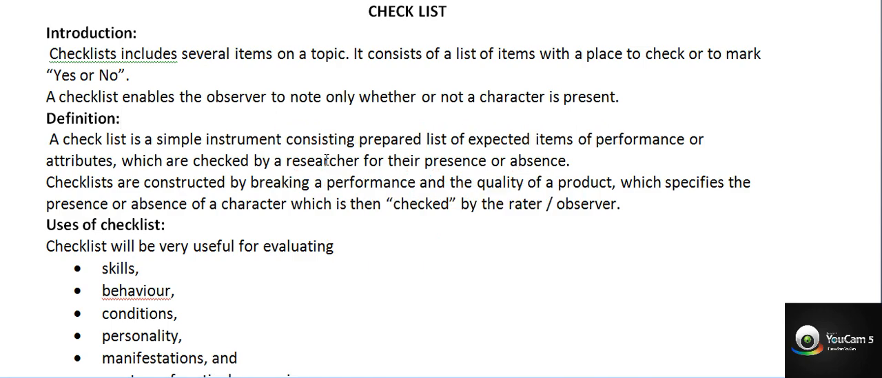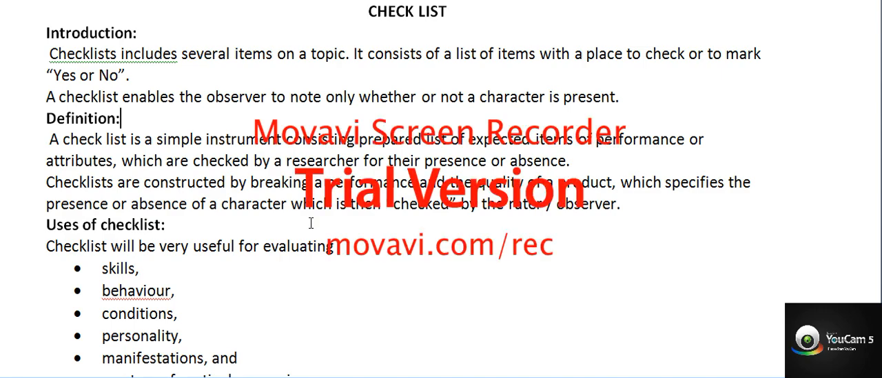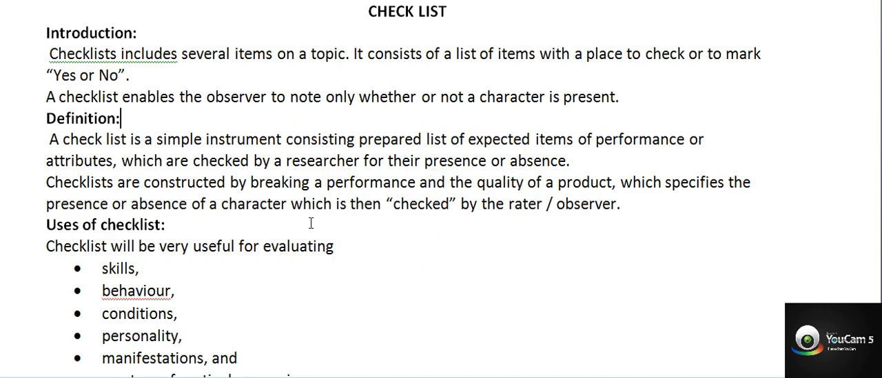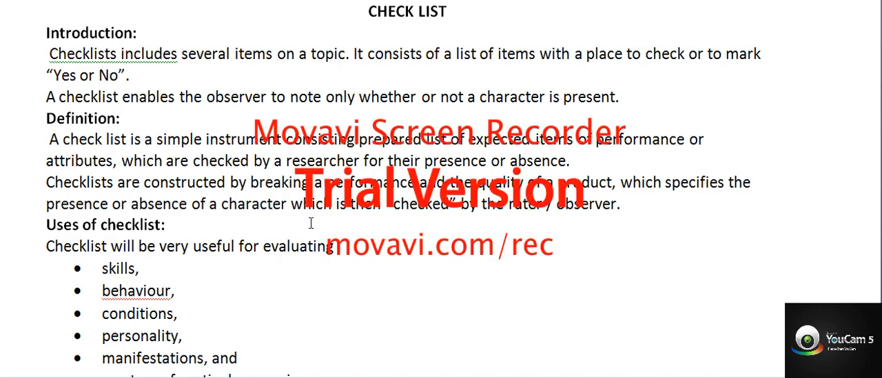Whether the person has this character or not, if you want to mark or document it, we need a checklist. By definition, it is a simple instrument consisting of a prepared list of expected items of a performance or characteristics. Attributes are nothing but characteristics of a variable. If you are planning to assess some characteristics, you make a list of the behaviors you are expecting in the subject, and you go with the checklist and mark whether each is present or absent.